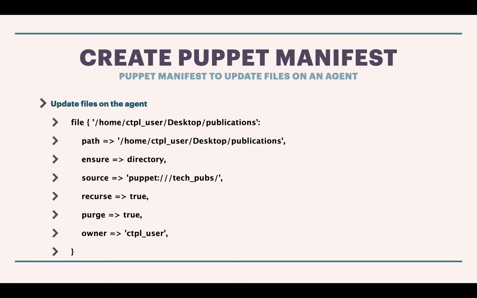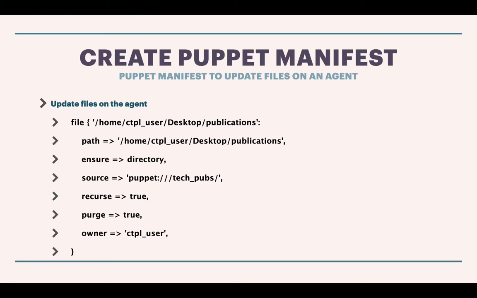And I also added another parameter in here. I didn't write it here. It's called force equals true, and that makes sure that if there is an empty folder, it will also get deleted from the Puppet agent. So it won't just delete the file, it will delete the folders as well.